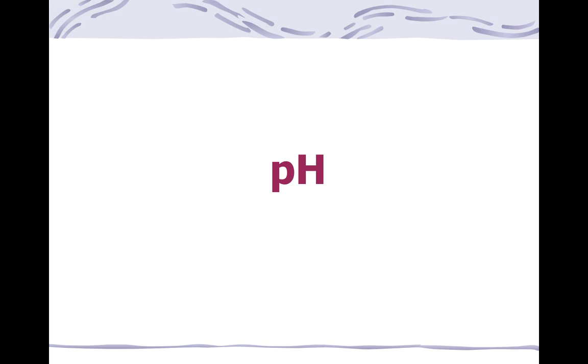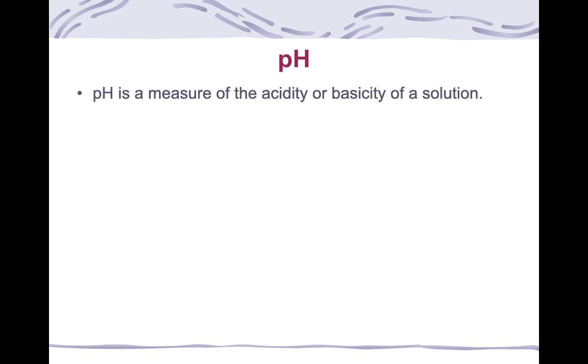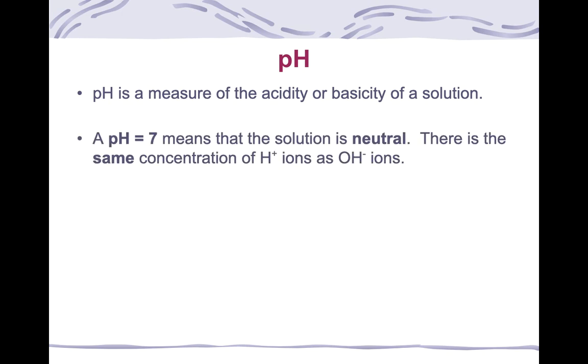In this video, we're going to talk about pH. So pH is a measure of how acidic or how basic a solution is. A pH equal to 7 means that the solution is neutral. There's the same concentration of hydrogen ions as there are hydroxide ions.